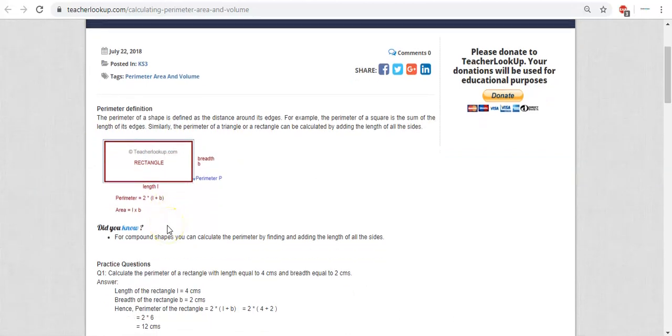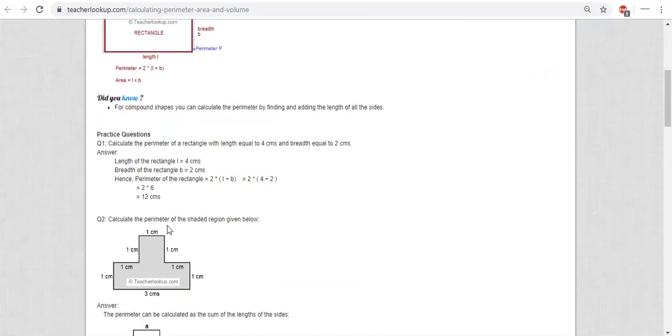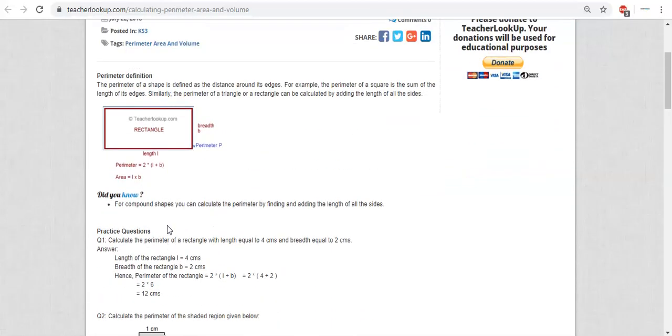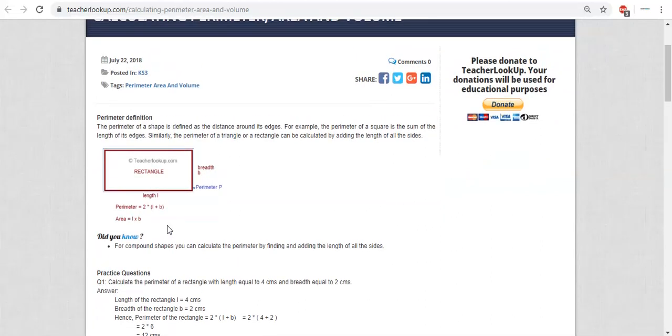The area, on the other hand, we multiply the length by its breadth. And volume is applicable to 3D shapes. So if a rectangle was 3D and it had a width as well, it would be length, breadth, and width. The unit of area is meters squared. The unit of a volume is meters cubed.